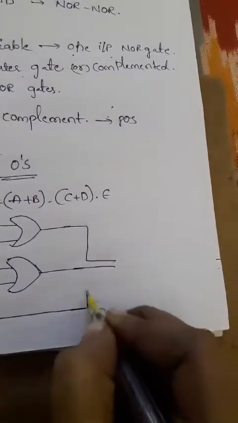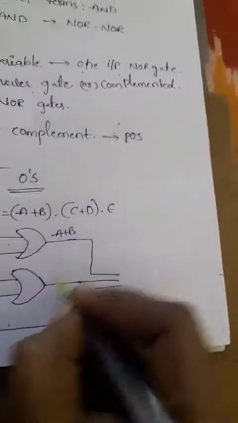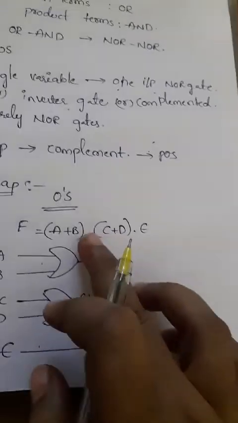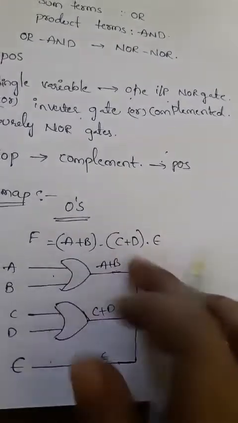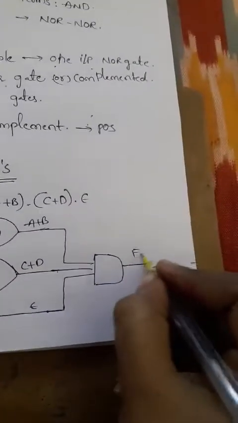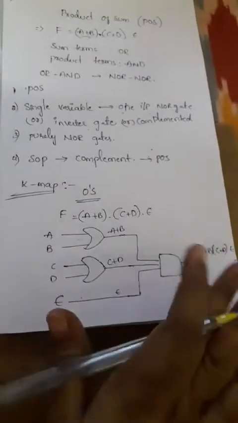In between these three terms, 1, 2, 3, this is a plus b, this is c plus d, and it is e. In between these three terms, which operator do we have? The AND operator, which is the product. So the logic diagram will be like this: f equals (a plus b) into (c plus d) into e. This is the general logic diagram for this expression. Now what is the next step?